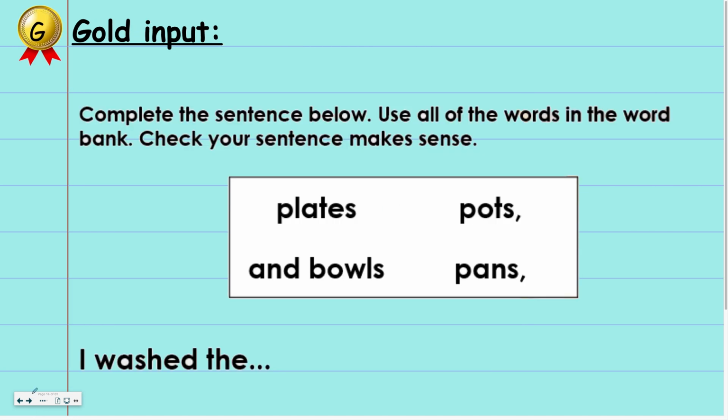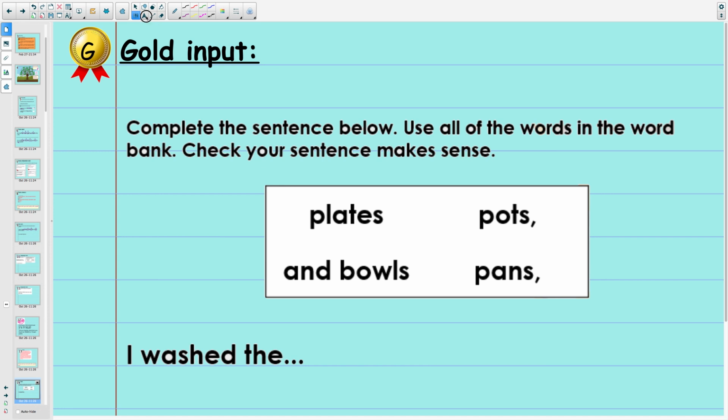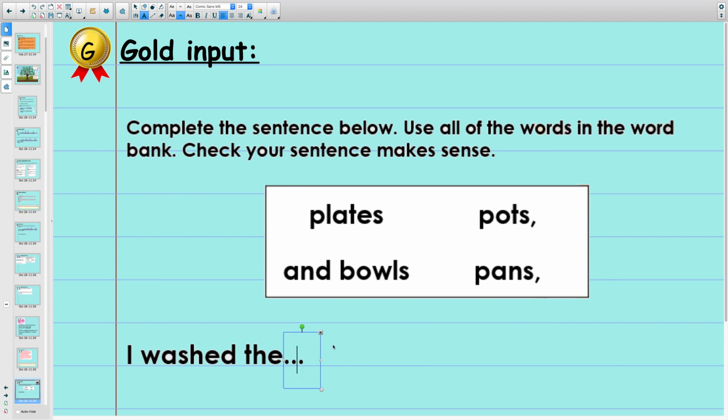And the gold input now. So for the gold, it's asking us to complete the sentence below using all of the words in the word bank and check the sentence makes sense. So I washed the. Now would I put I washed the and bowls, plates, pots, pans? Why wouldn't I? So I'm going to try and write this sentence out. Just going to type it. I washed the. Let's go for the different items.